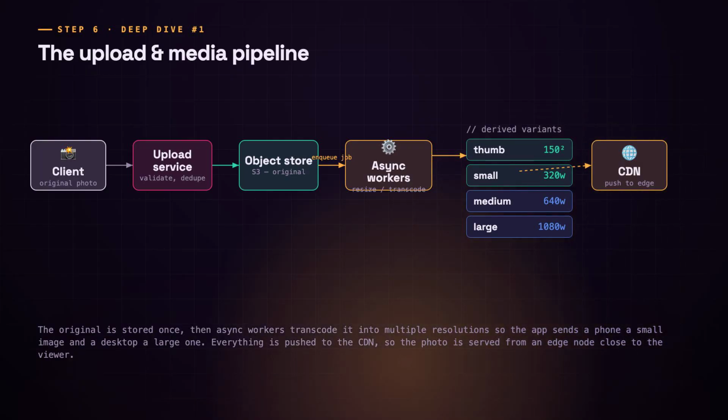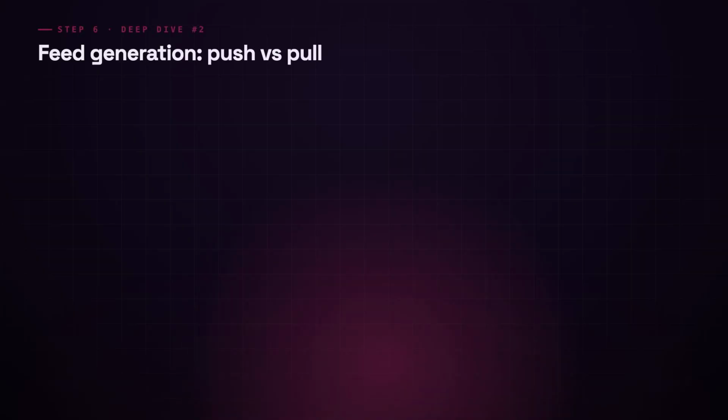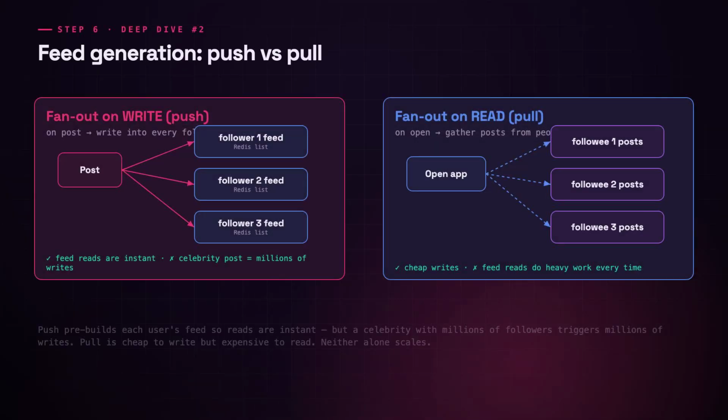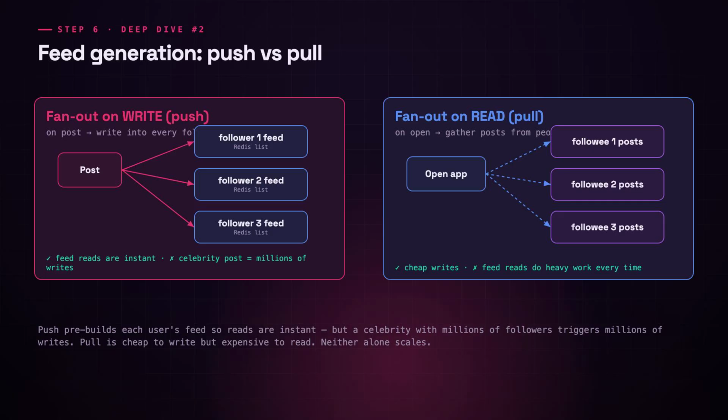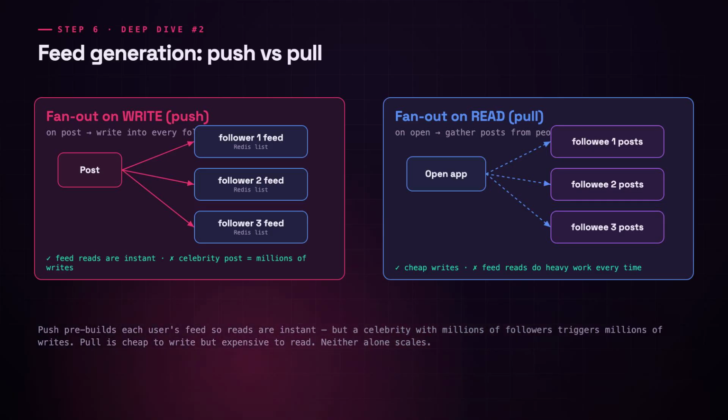Upload once, serve from everywhere. Deep dive number 2, the famous one: how do we actually build each user's feed? There are two classic approaches. Fan out on write, also called push, means the moment you post, we immediately insert that post into the feed of every single follower. Reads become instant because the feed is already built, but there's a catch.